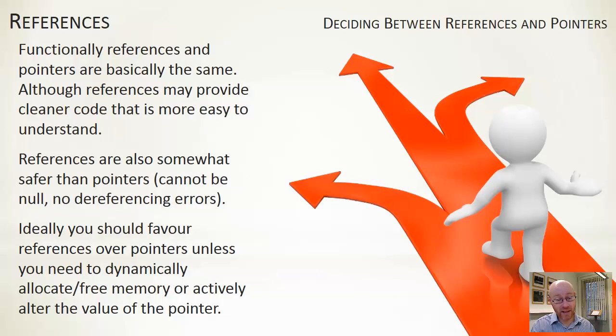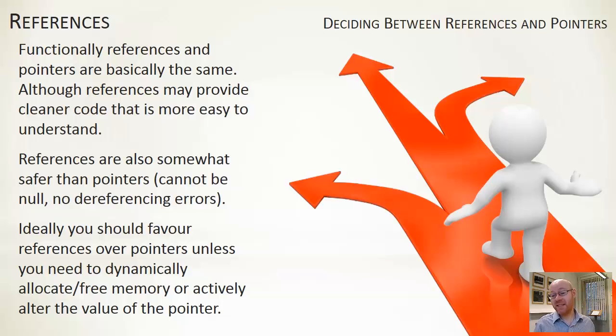References, if you can use them, are generally a better thing to use. They give you cleaner looking code. They're also somewhat safer because you can't have null references. You can't forget to dereference them. So where possible, favour the use of references if you do need to have effectively a pointer to something, but you're not going to change the thing that you point to, as a constant pointer, but maybe you're going to change the value of the location that you're pointing to.